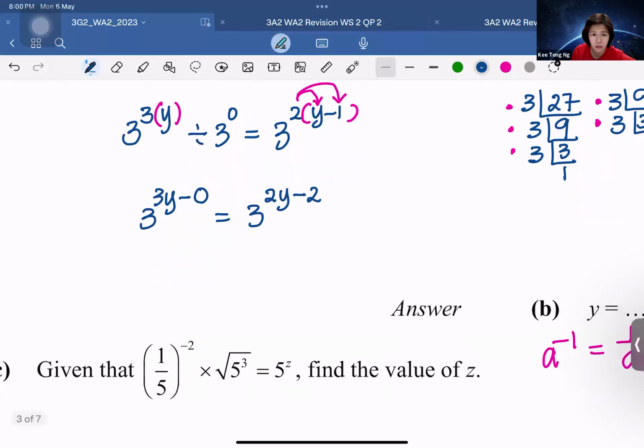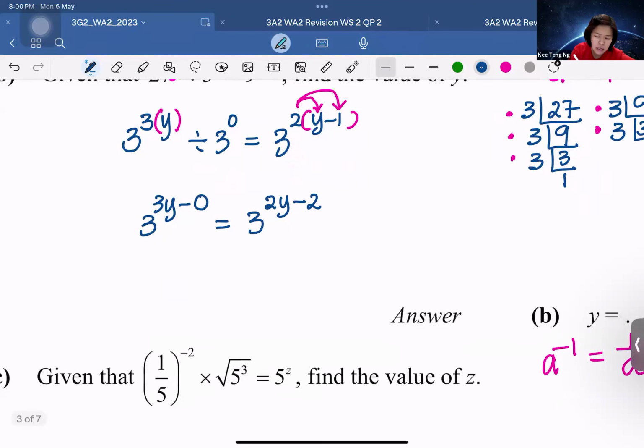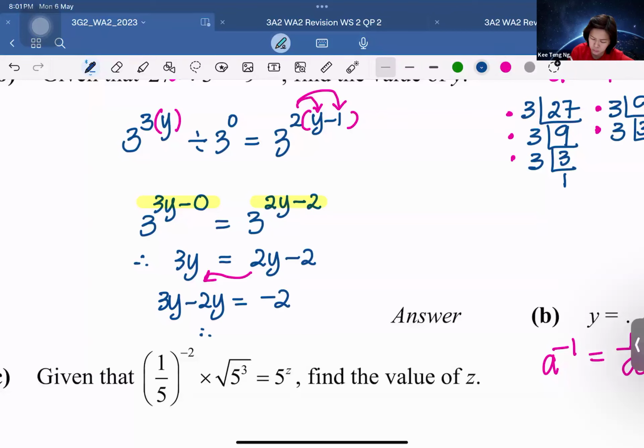Okay, right? Since the base and the base is the same, 3y minus 0 is just 3y, equals to 2y minus 2. Then we shift this over here. So we get 3y minus 2y to be equals to negative 2. So this one will be the answer.